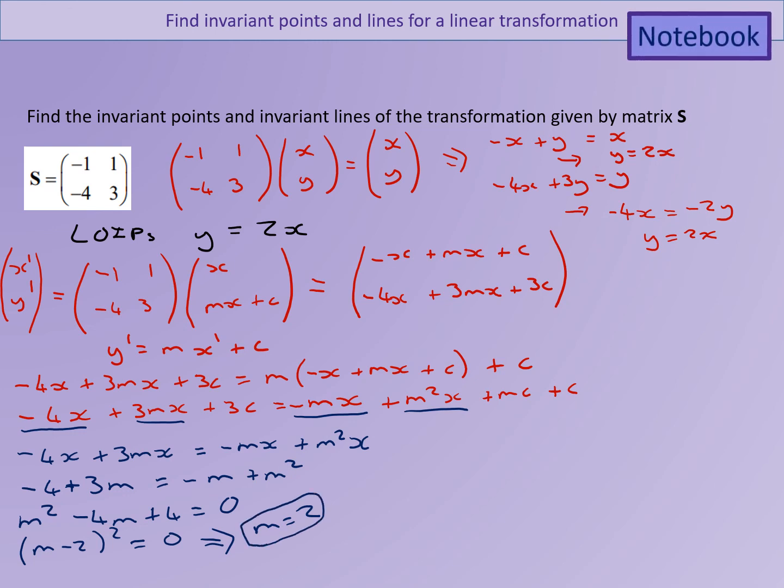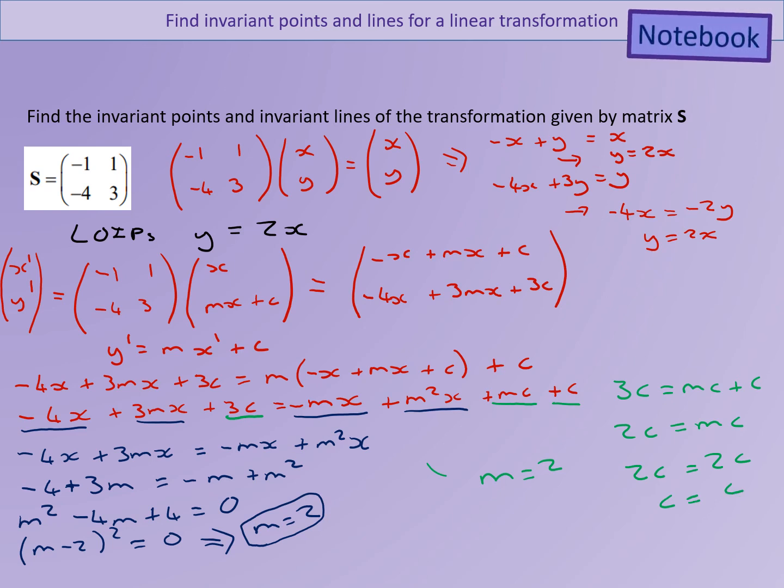We already found that y equals 2x was a line of invariant points. Let's just look and see if we can find any others with other c values. So if we just take the constants from the line we had there, 3c, mc and c, we've got 3c equals mc plus c. So we've got 2c equals mc. If we substitute in the m equals 2 that we just found, we end up with 2c equals 2c, or c equals c. So that is true for any value of c.